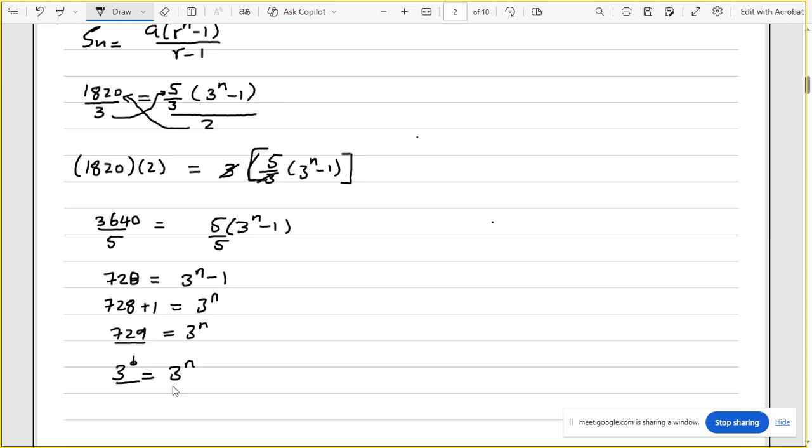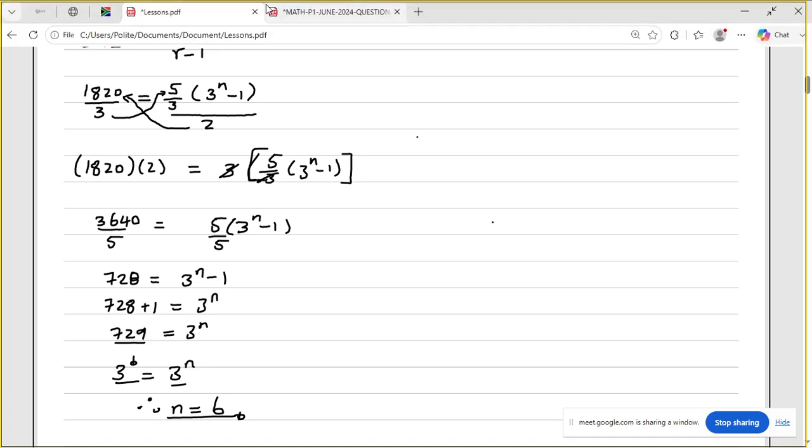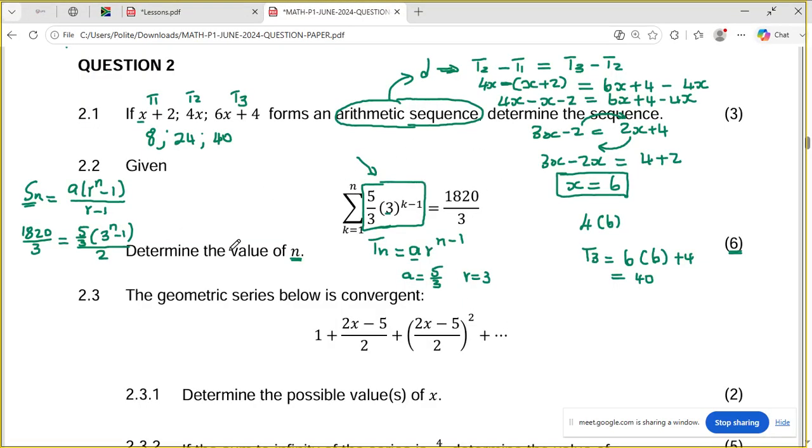The bases are the same. Therefore, this tells you that the exponents are also equal. So n is 6. That's your answer. This is what you were supposed to do when you solve this n.